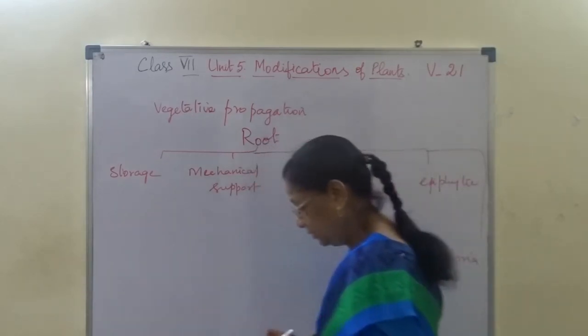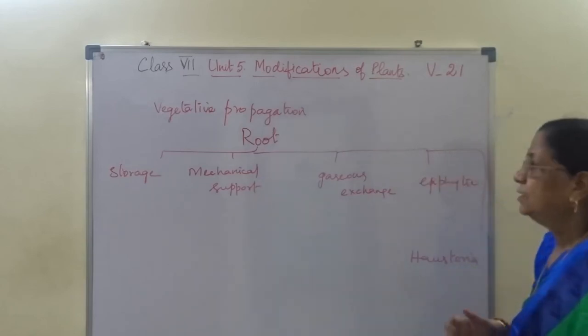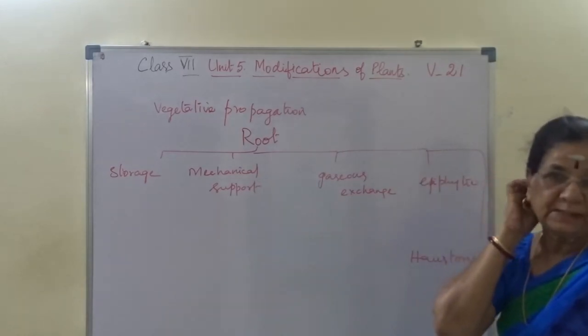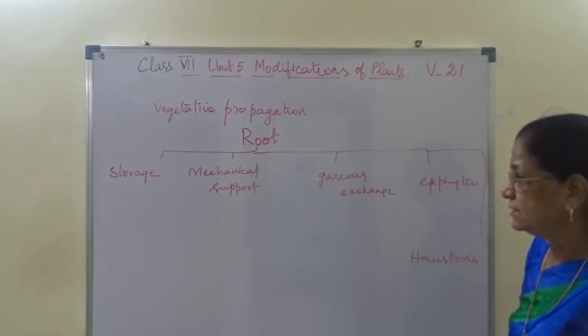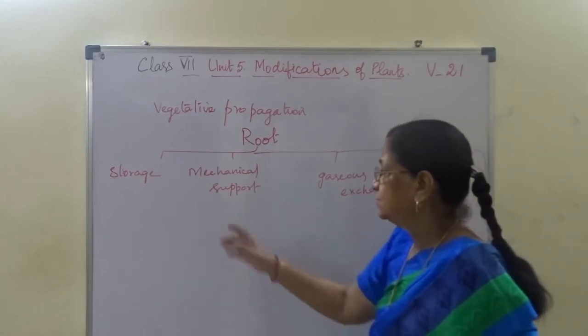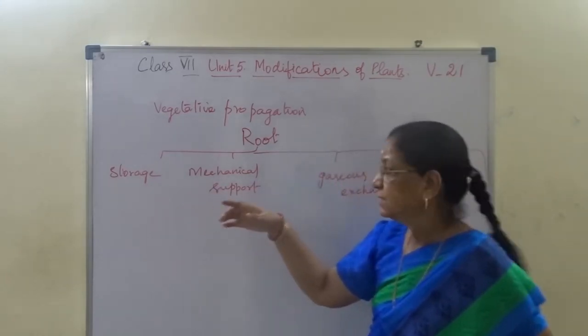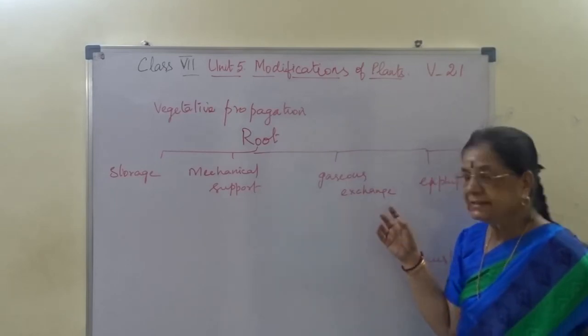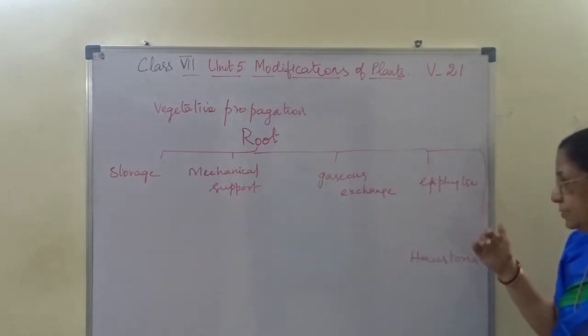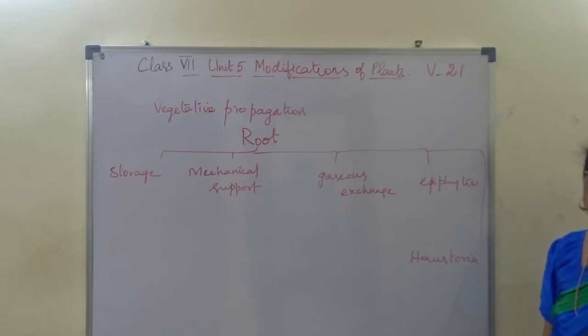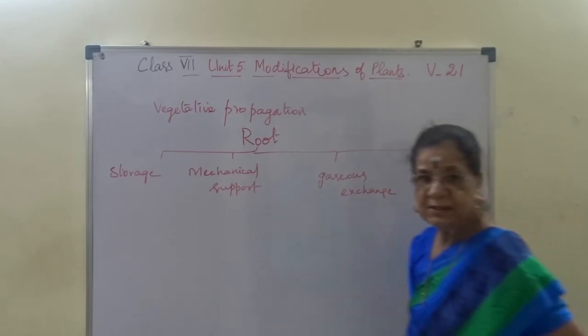Okay, so now what do we know? These are the root modifications. Types of root modification. What are all? Roots meant for storage, mechanical support, gaseous exchange, epiphytic root and haustoria. Okay, can you remember this?